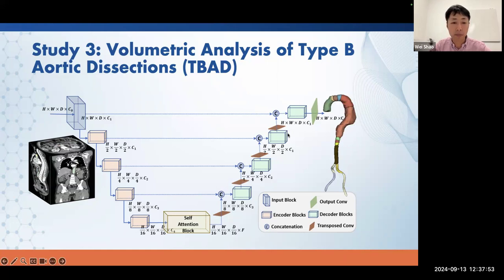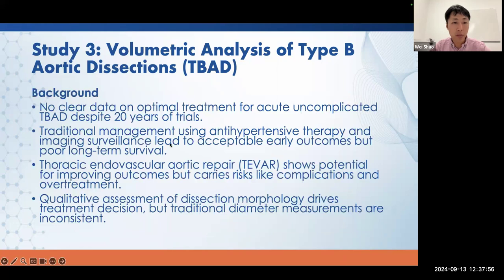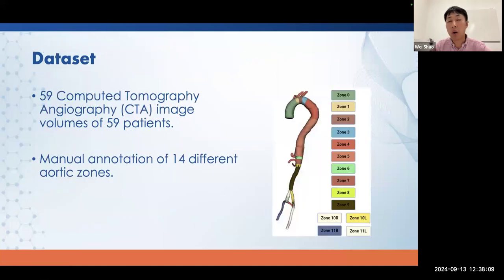So it's better to have a zonal level estimate of the diameter of the aorta instead of only a single estimation. I will skip those background. We already discussed them. And so essentially, having a zonal measurement of the volume and the diameter of the different zones of the aorta is essential for our treatment planning and for developing our prediction AI model as well.